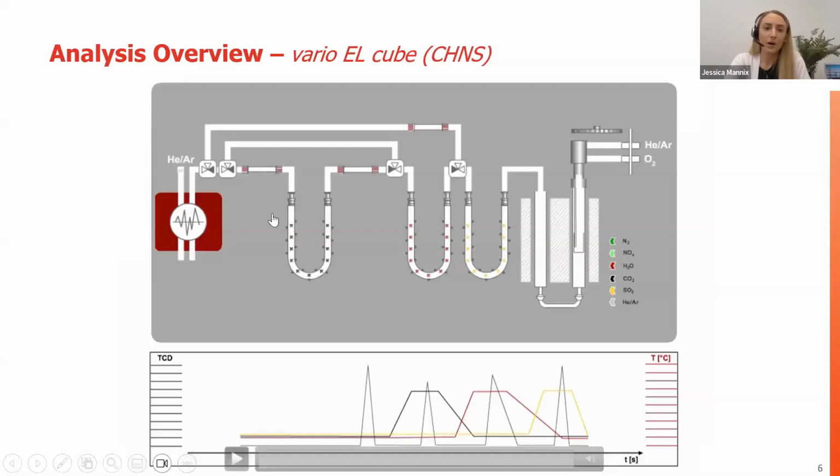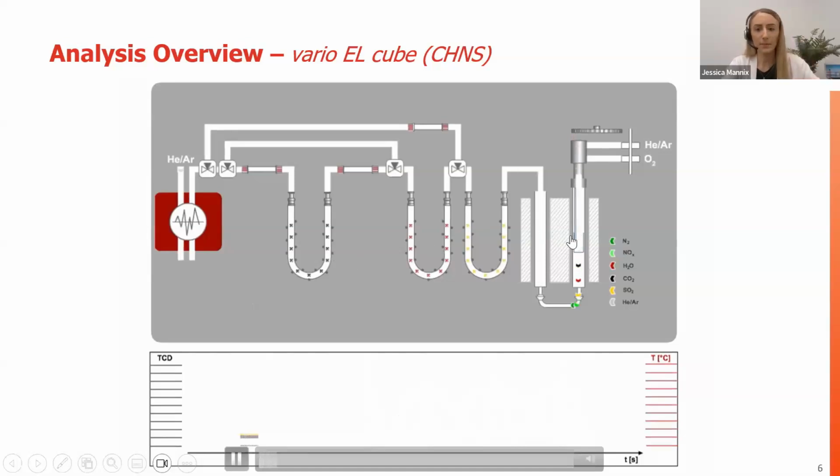What I have here for you all is a video just showing the overall process of what an elemental analyzer does using that showcase instrument, the Vario EL Cube, in order to display the relationship. And so as we go through the video, I'll describe what's happening, and then in further slides, I'll break it down into steps.